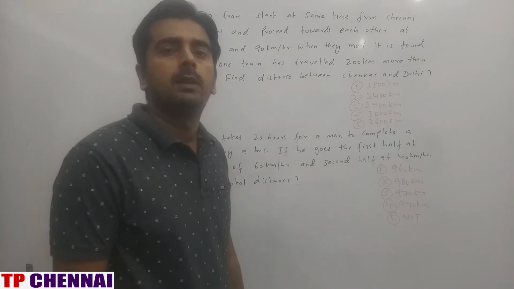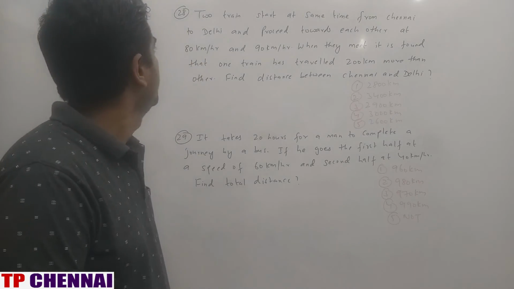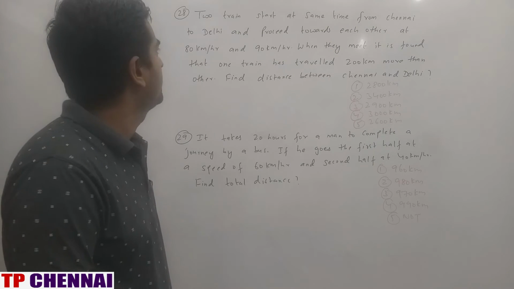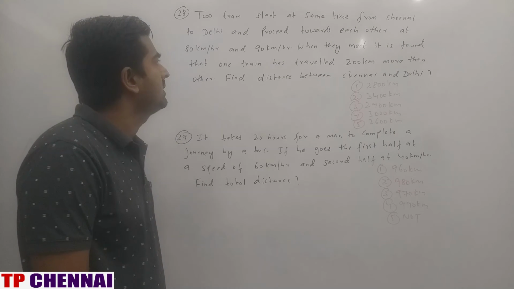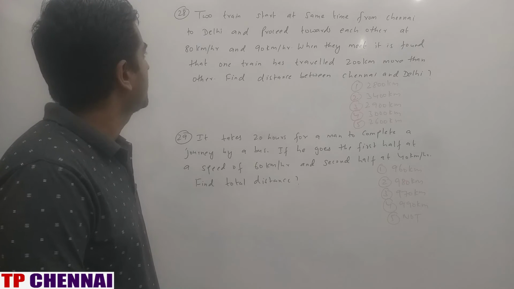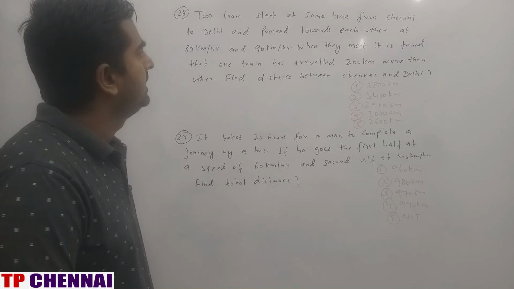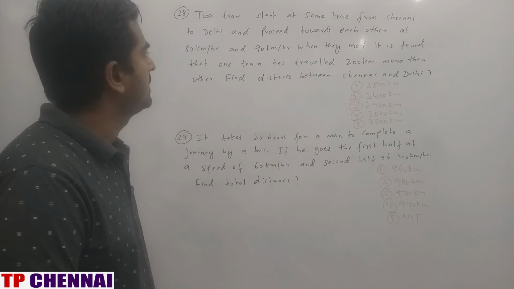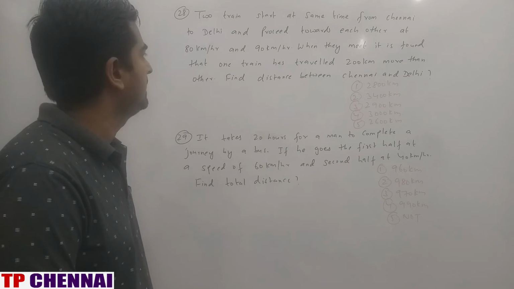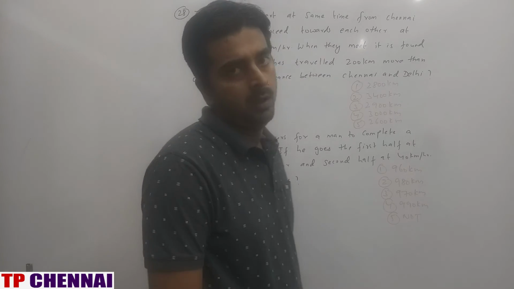So I hope you are clear with the previous question. Now we will see the next one. Two trains start at the same time from Chennai to Delhi and proceed towards each other at 80 km per hour and 90 km per hour. When they meet, it is found that one train has travelled 200 km more than the other. Find the distance between Chennai and Delhi.